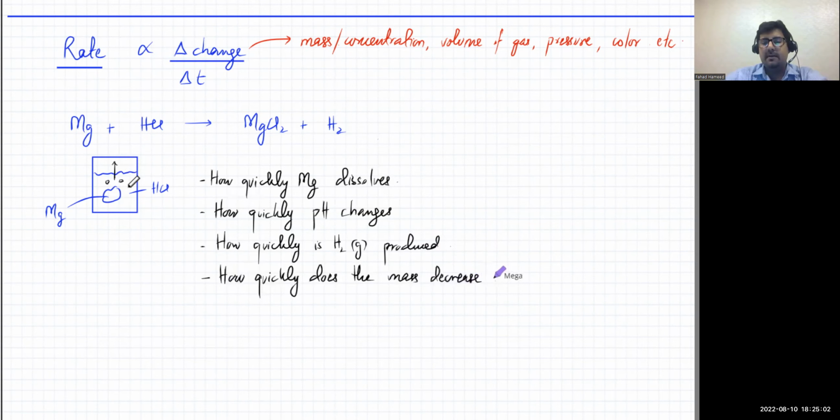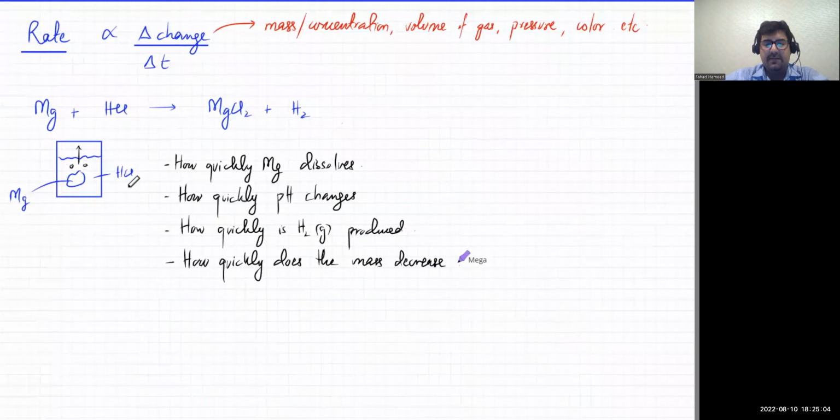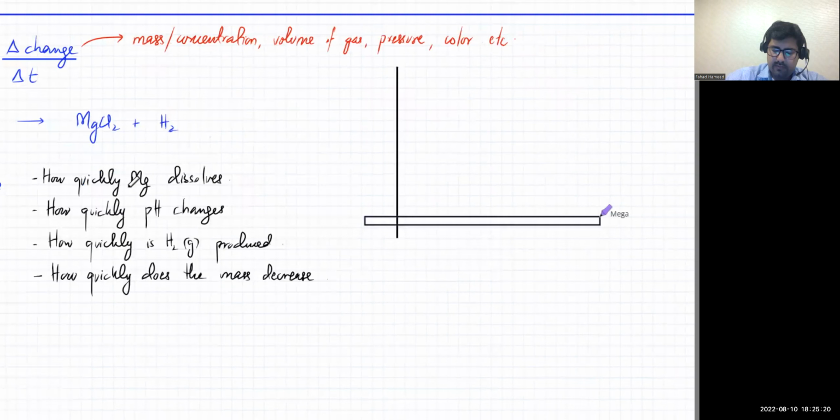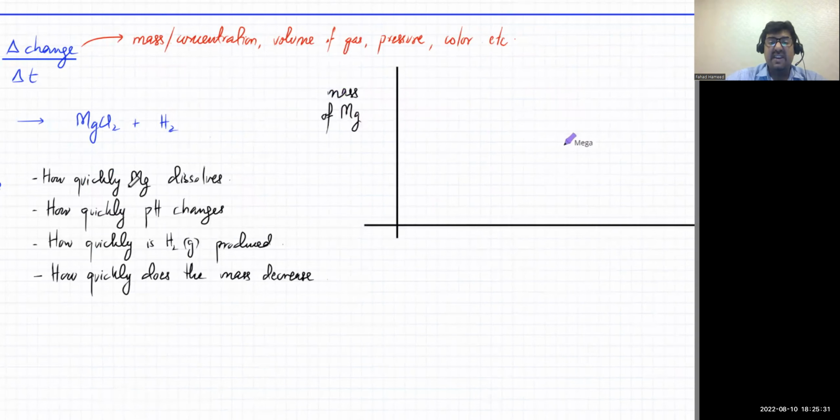So every time there's going to be a graph, and the graph will be changed with respect to time. Every time it's going to be the same graph changed with respect to time. So the first one was how quickly Mg dissolves, right? What you can do is measure the mass of Mg in the beaker. Like every 5 seconds you can take it out and measure the mass, right? So how quickly does Mg dissolve? And on this axis you've got time, and on this axis the mass.